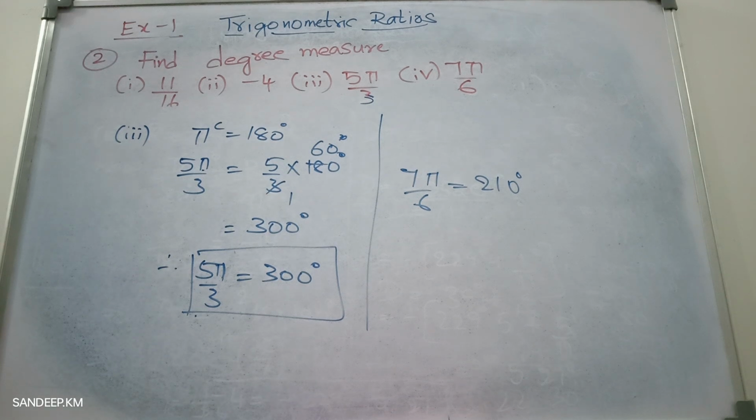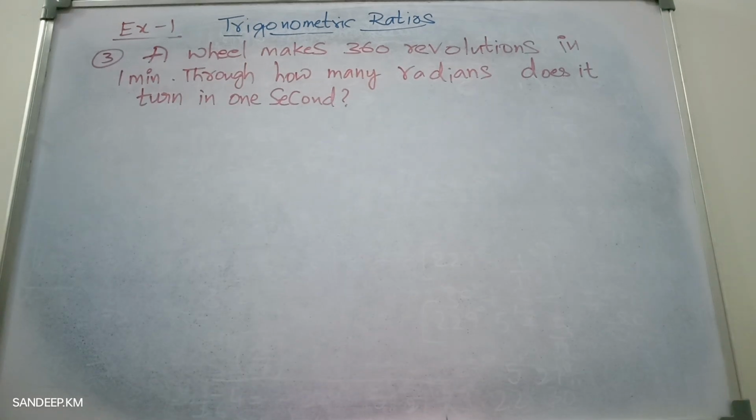Okay. We will move on with the third question in this exercise. Here is our third question. Listen carefully. A wheel makes 360 revolutions in 1 minute. Through how many radians does it turn in 1 second? This is the question.